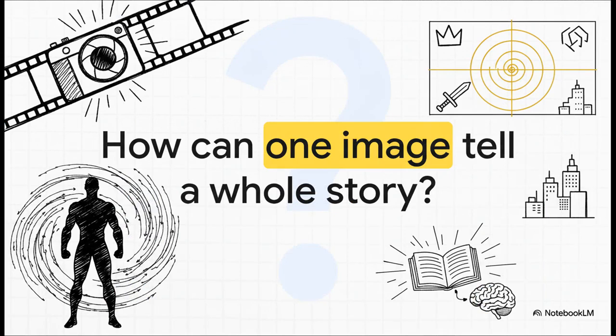powerful story. So how can one single, silent image tell you everything you need to know about a character's power, the drama of a moment, and even the theme of an entire film? Well, the answer is all about the deliberate, artistic arrangement of everything you see inside that frame. It is absolutely an art of intention.